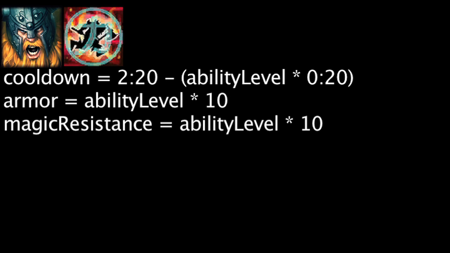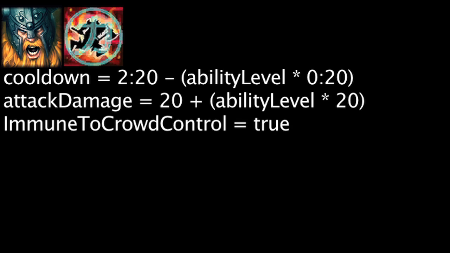The ability will passively grant Olaf armor and magic resistance equal to the ability's current level times 10. When activated, Olaf will lose the bonus armor and magic resistance, but will gain attack damage equal to 20 plus the ability's current level times 20.